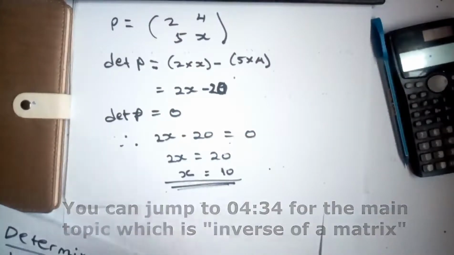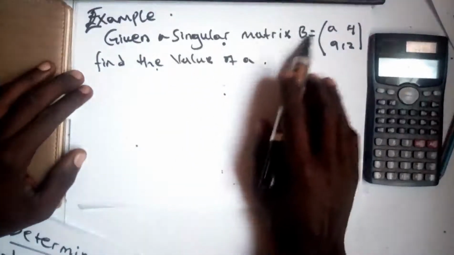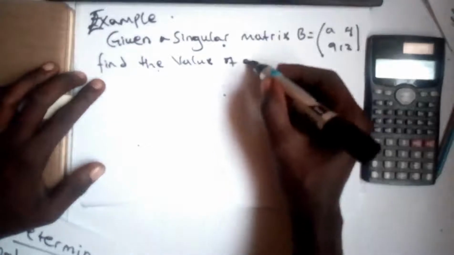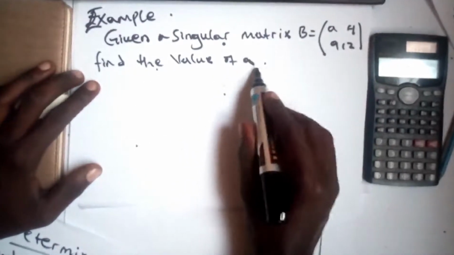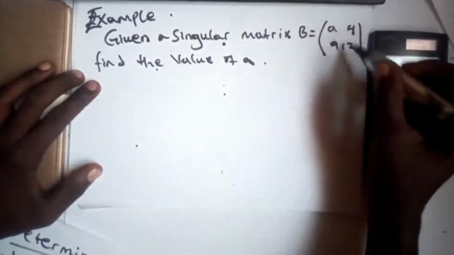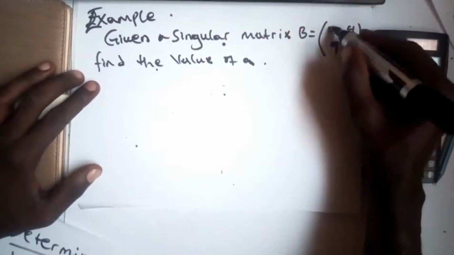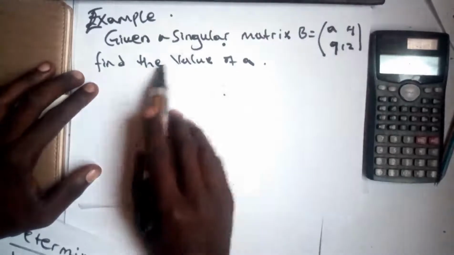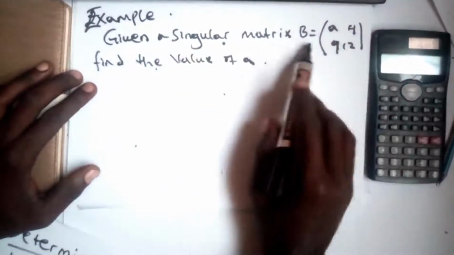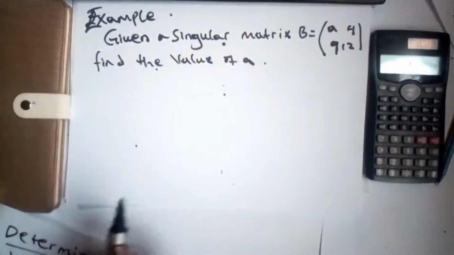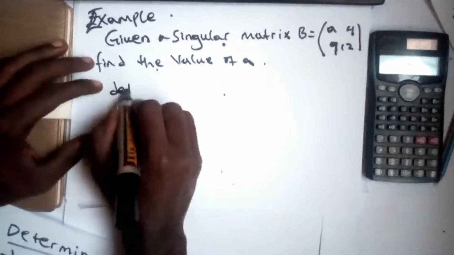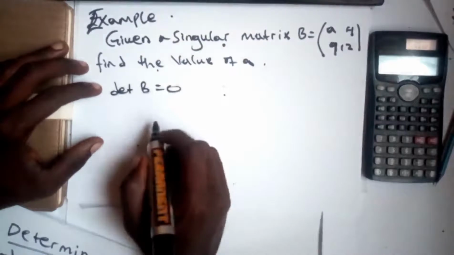Okay, so let's have this example. We are given that matrix B is equal to that, but this matrix is a singular matrix. Then they are telling us to find the value of A. So here we have an unknown A. This is a 9. This is A. So we have A, 4, 9, 12, and the question is telling us that this matrix is a singular matrix. By telling us that it's a singular matrix, its determinant is 0, meaning that the determinant of B is equal to 0.